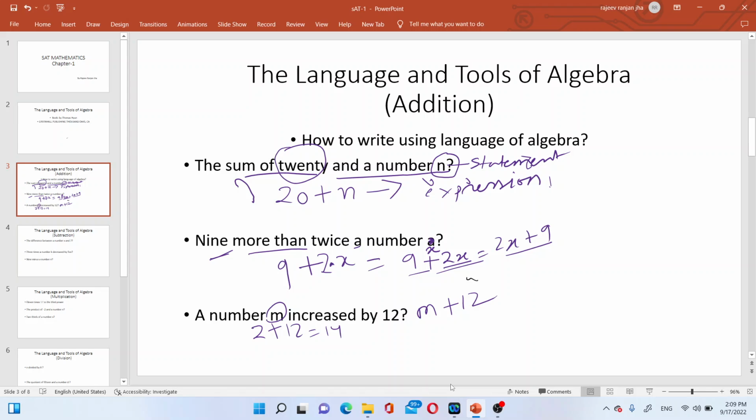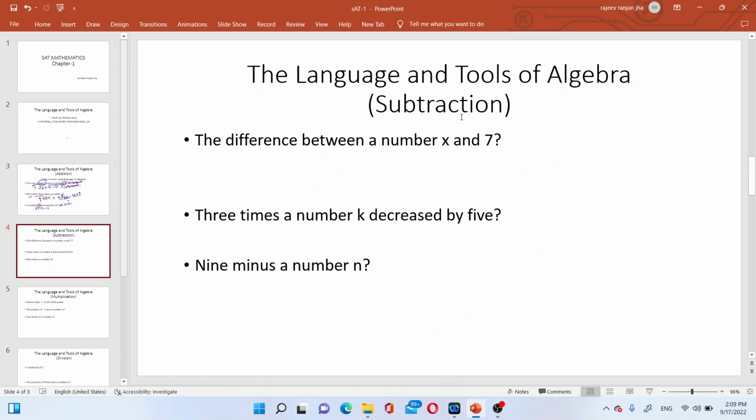So now we go to the next slide, which is the language and tools. Again, it is the same language and tools of algebra, but here it is subtraction. So the first statement is the difference between a number x and 7.